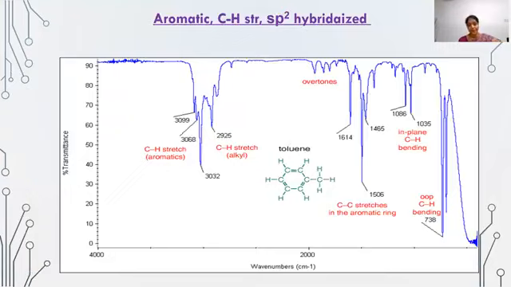At 1506 centimeter inverse, carbon stretching, carbon single bond carbon. And in the fingerprint region of aromatic compounds, several peaks are present, 2, 3, 4, 5, some particular and very sharp peaks. At 738 centimeter inverse, CH bending, this is known as OP vibration, out of plane vibrations of the CH bond.